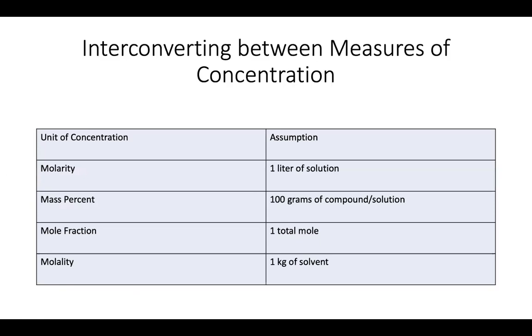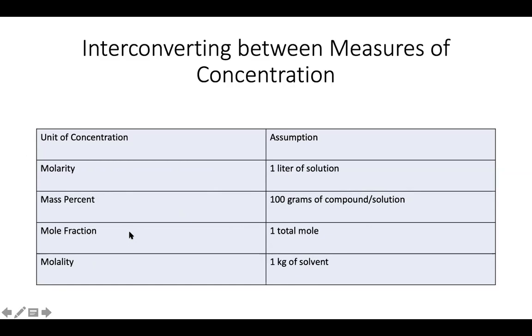Now, to help facilitate the easiest interconversion of these measures of concentration, we recommend you use these assumptions, right? If you use other assumptions, you'll still get the answer. It's just your math will be harder, right? So if you're trying to convert from molarity to any other unit of concentration, your calculations will be easiest if you assume you just have 1 liter of solution, right? If you're starting with mass percent, it's easiest to assume you have 100 grams of compound, or in this case, it'll be 100 grams of solution.